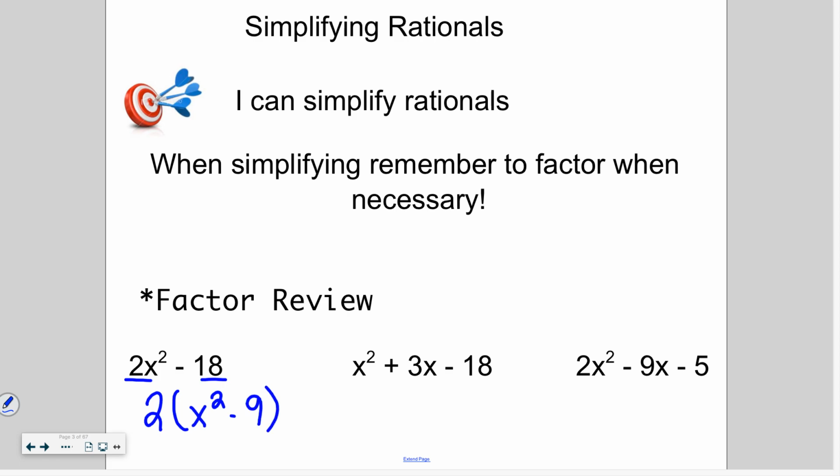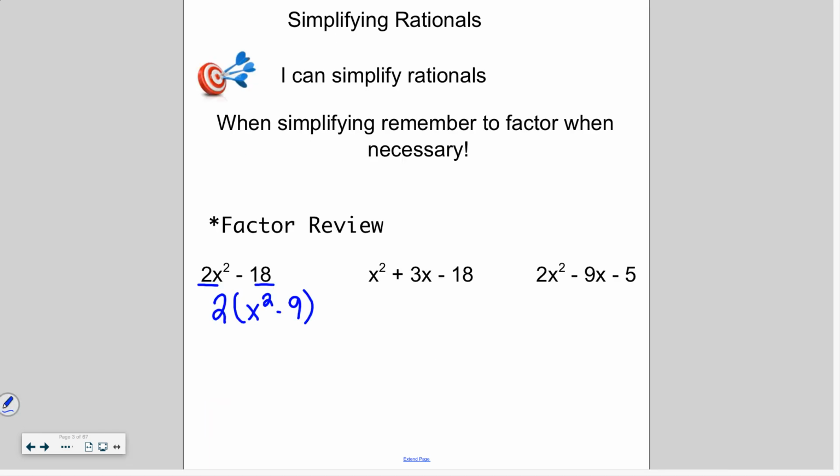Now I'm going to look at that term, x squared minus 9. Can I do sum or difference of cubes? No, because it is a square. But I could do difference of squares, because it is being subtracted. x squared is a perfect square, and so is 9. So my square root of x squared is x, and my square root of 9 is 3. So I have a plus and a minus, but I do not want to forget that 2 that's out front there. All right? Let's look at the next one.